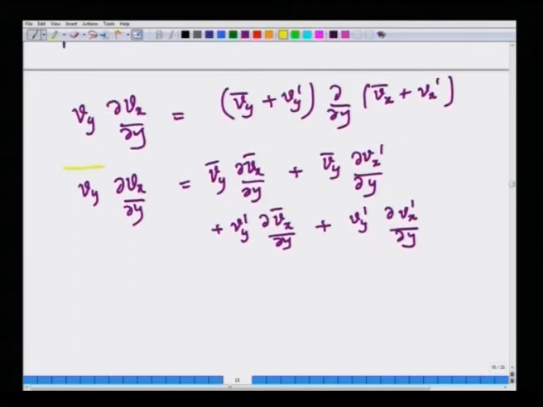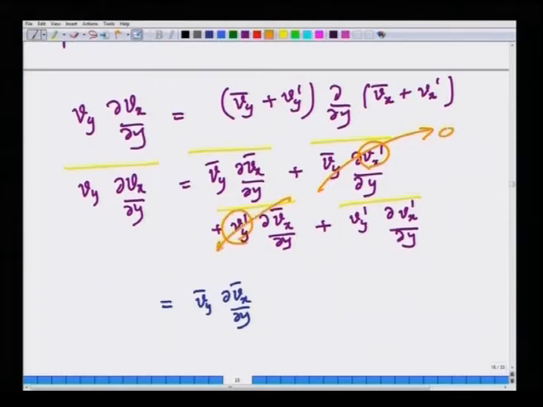So, if I average this entire term, all 4 terms are present. Clearly the average of a product of 2 quantities is not the product of the averages, because that is only the first term, but there are other terms to worry about. Now, let us look at each term in detail. The first term, if you do the averaging, will give you the same result, because you are averaging an already averaged quantity. So, it is simply going to give you V y bar partial V x bar by partial y. Now, the second term, the fluctuation is linear, and we just showed that such a term is 0, and the same goes for the third term, 0.